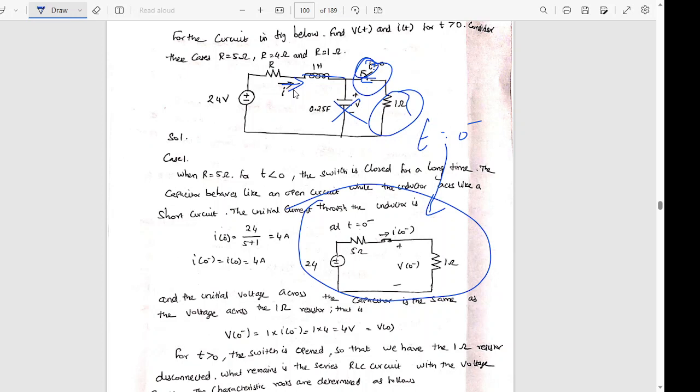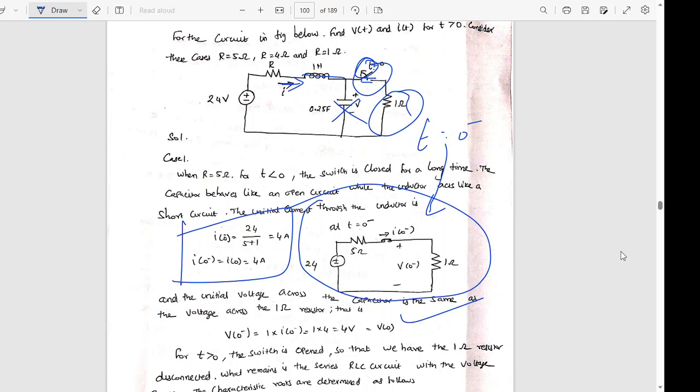So I of 0 minus will be equal to 24 by 5 plus 1, 6. Okay, 24 by 6. So 24 by 6 will be 4 ampere. So I of 0 is calculated. And V of 0 minus is the voltage across the 1 ohm resistor. So V of 0 minus is equal to 1 times I of 0 minus, which is 1 times 4, will be 4 volt. So V of 0 is also identified.